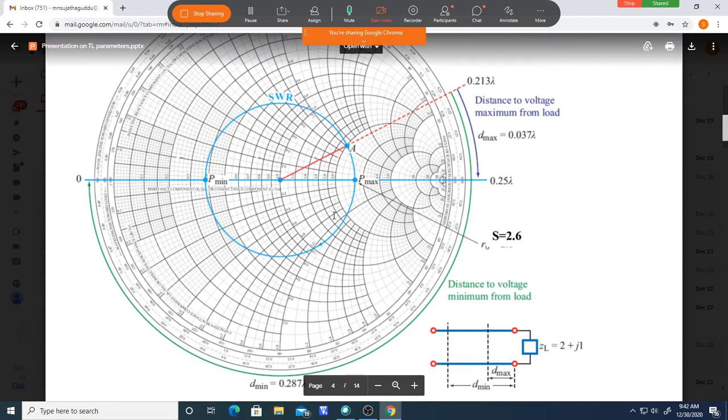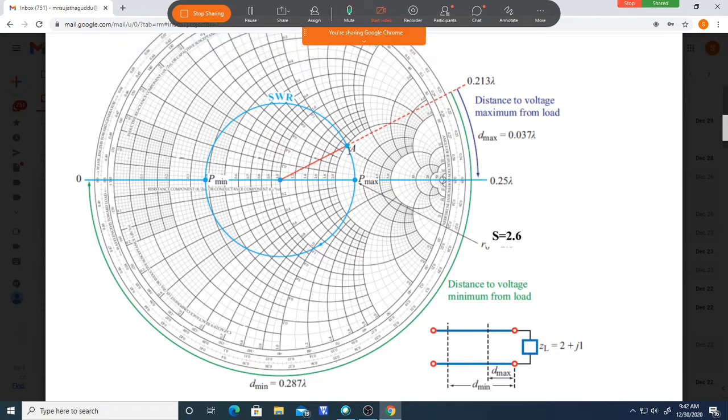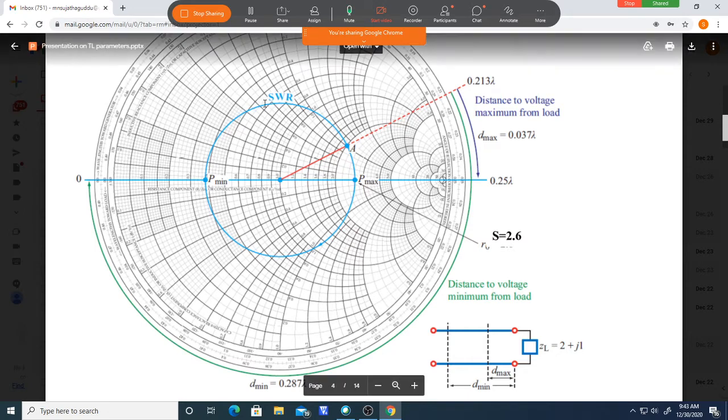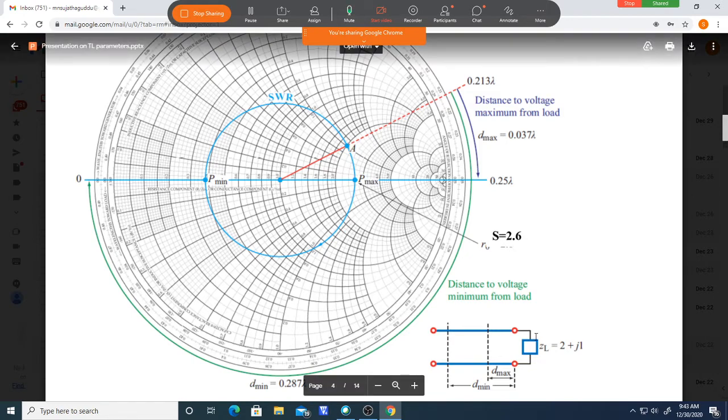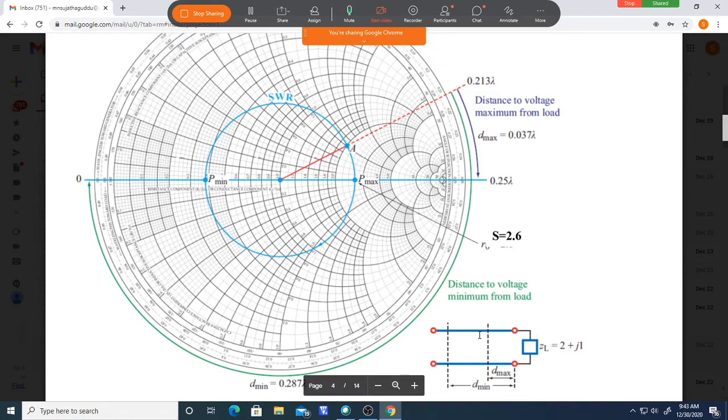Starting from the load position, as we move like this, we come across the impedance here, and the impedance changes. The impedance will reach a maximum value, then it may take a minimum value, and after a lambda by 2 distance, 0.5 lambda, the same value will repeat. We come back to point A, because the load value will repeat after a lambda by 2 distance.